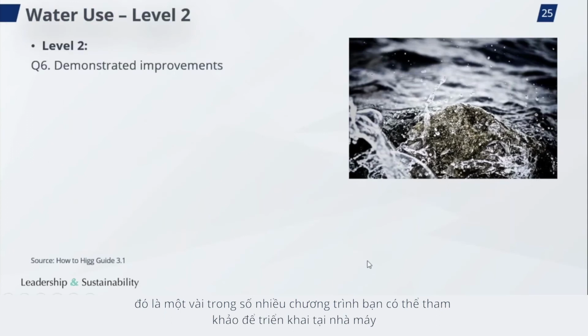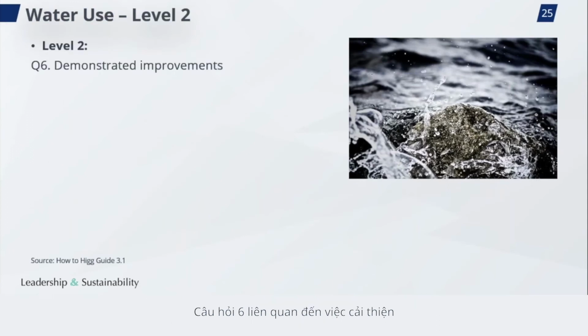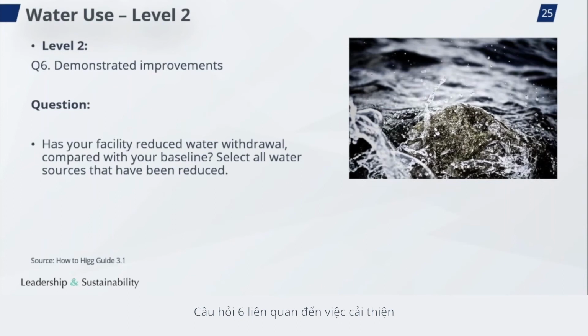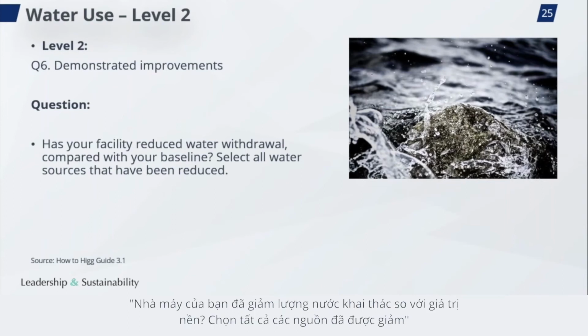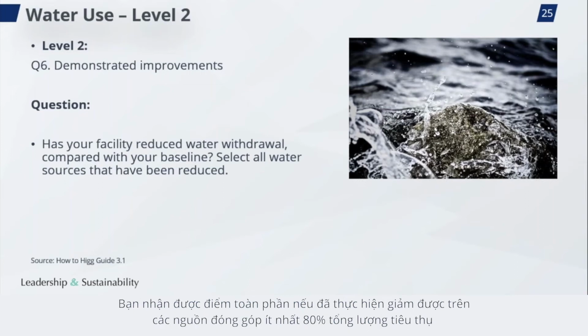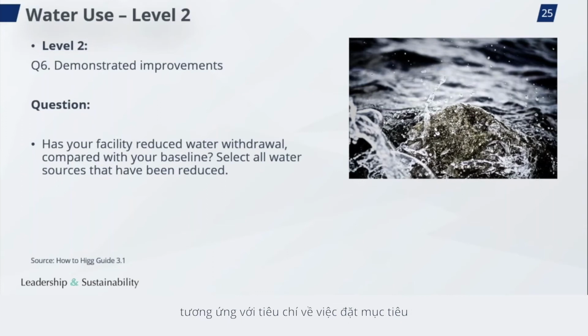And then the next question at level 2, that's question 6 about demonstrated improvements. Has your facility reduced water withdrawal compared with your baseline? And then you should select all water sources that have been reduced. And here again, you will receive full points if you have reduced water withdrawal for at least 80% of your total water volume, similar to how you set the targets.